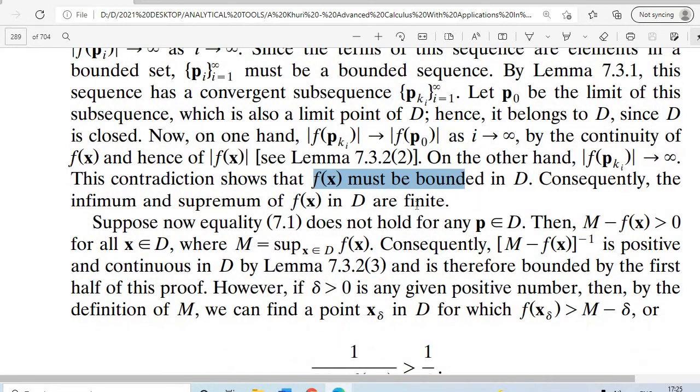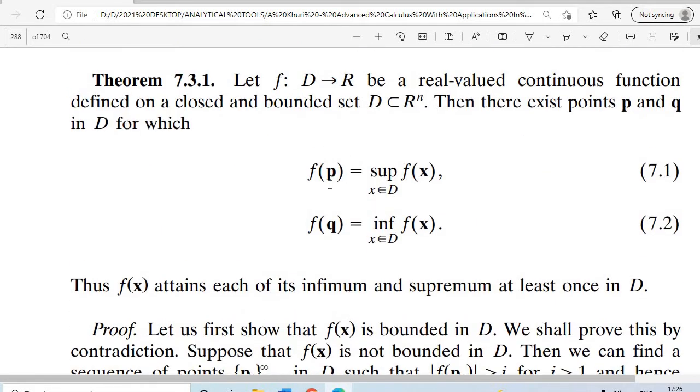So we obtain that f of x has a finite infimum and supremum. Now let us consider that we have to locate the points P and Q. Suppose that this does not hold. That means there does not exist any such P and Q satisfying 7.1 and 7.2. For the sake of better narration, we consider only 7.1. That is, we are assuming that this does not exist. If this does not exist, what happens?